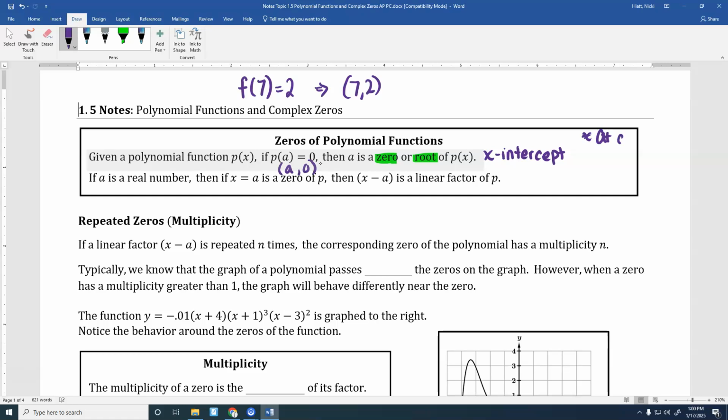0. So I'll kind of like to make myself a little note over here. At an x-intercept, the y-coordinate is always 0. Hence the name 0 that they use often for these points.